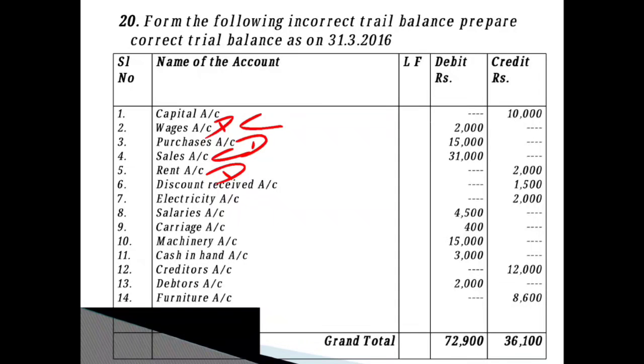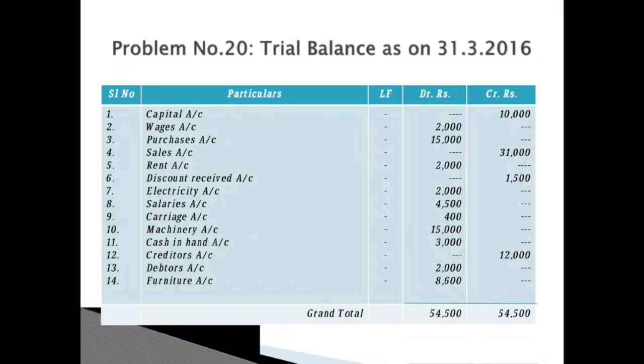The next you have discount received, which you have to record credit side. They also given credit side, so write it credit side only, 1,500. Sixth one, discount received, credit side 1,500.